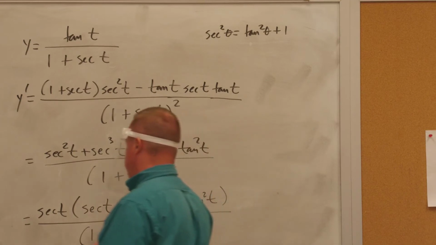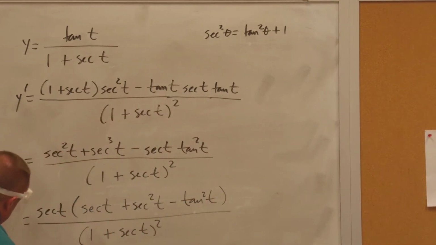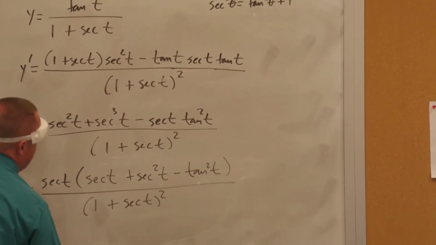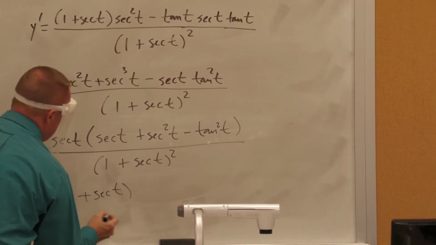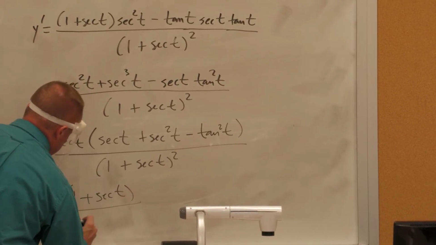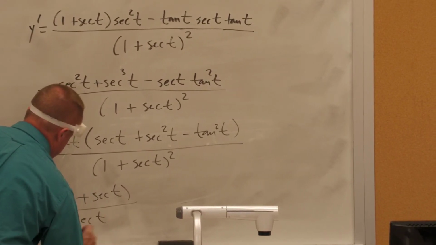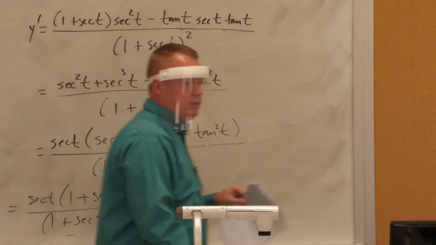So I would have secant t times, I'm going to write 1 plus secant t over 1 plus secant t squared. Okay, and now what do you notice we can do?